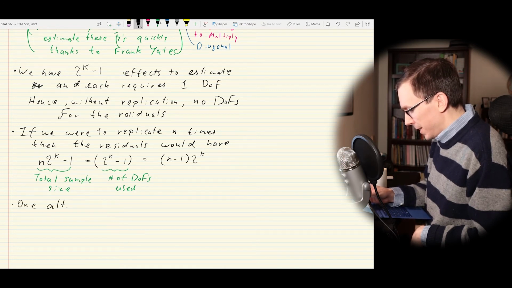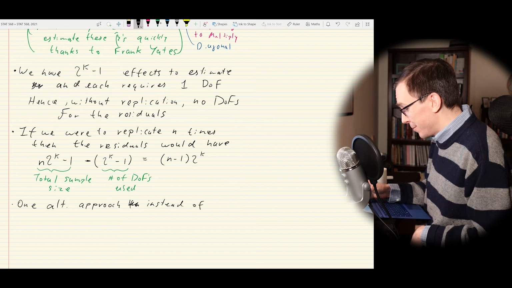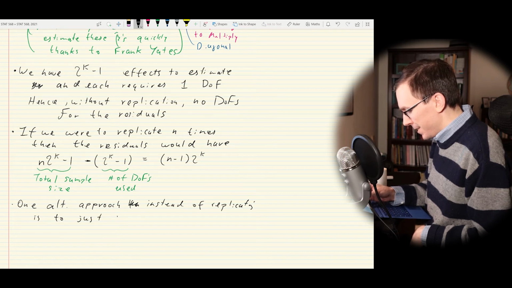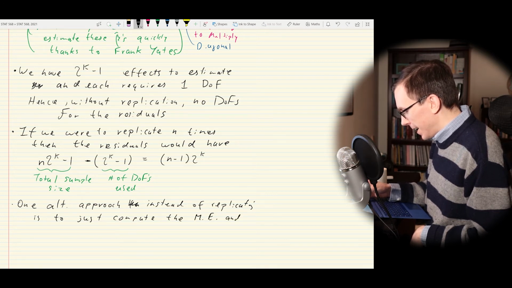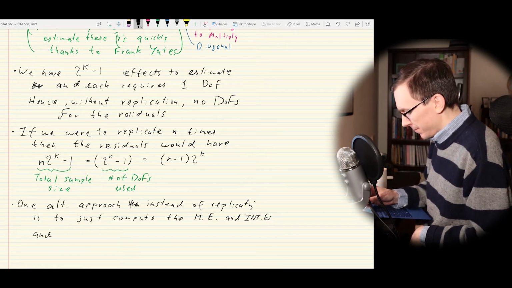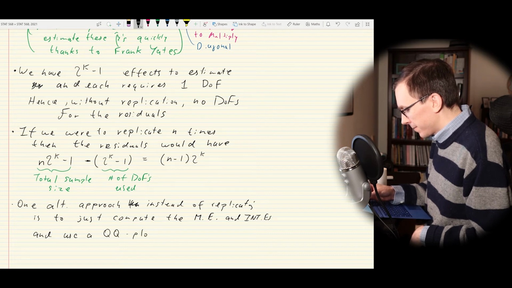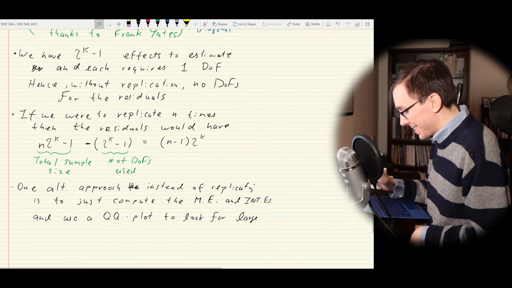one alternative approach, I'll say instead of replicating, is to just compute the main effects and interaction effects, because I don't really want to write all that out, and use a QQ plot to look for large effects.